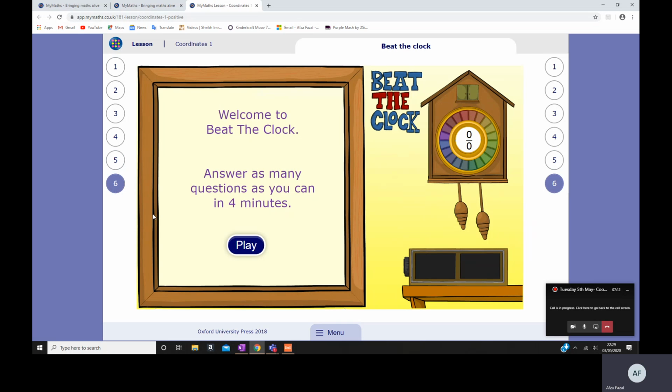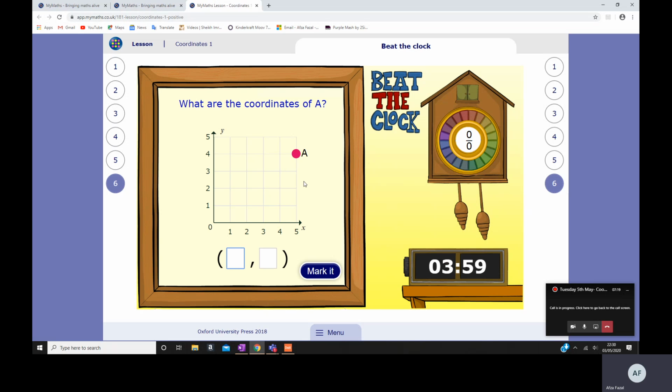Next part, beat the clock. Right, let's see if we can do this. So you've got to answer as many questions as you can in 4 minutes. Press play. What's the coordinate? Oh, no, it's 5 across and 4 up. Along the corridor, up the stairs. Just remember that. Along the corridor, up the stairs, 3 corners of a square.